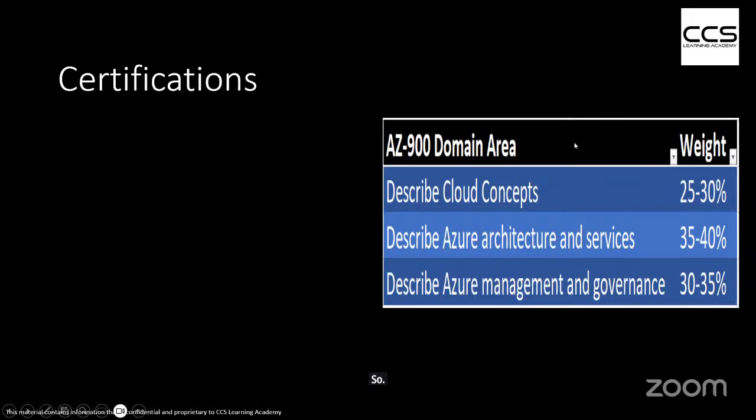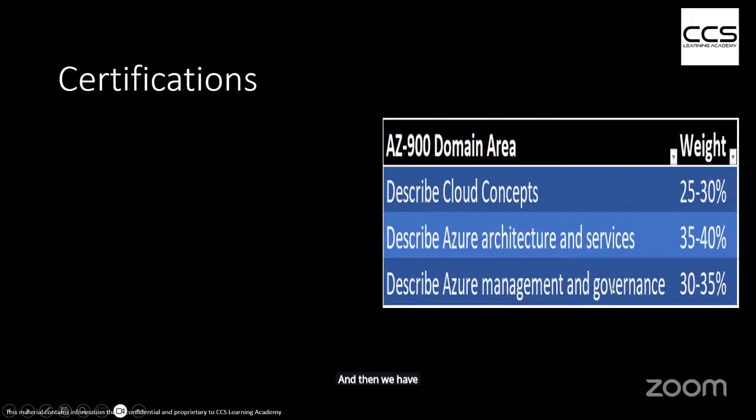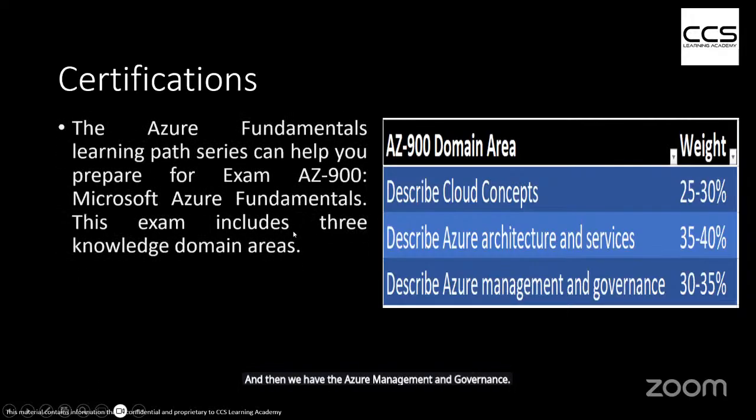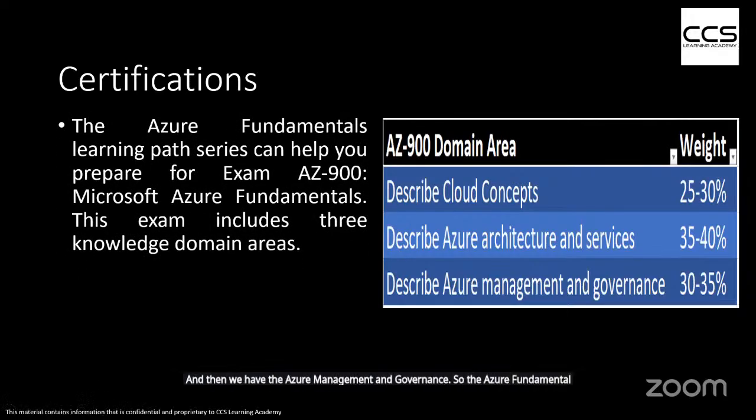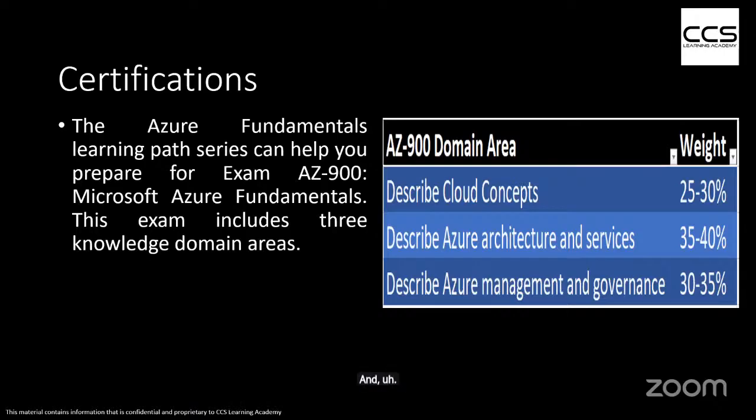It contains basically three different sections. First is the cloud concepts, and the weightage is 25 to 30%. Then we have architecture and services. Again, you can get all the information online about these three areas, right? And then we have Azure management and governance. So the Azure Fundamentals Learning Path series can help you prepare for exam AZ-900, Microsoft Azure Fundamentals. This exam includes these three knowledge domain areas, and these areas will help you understand the fundamentals of Azure that we're talking about right now.